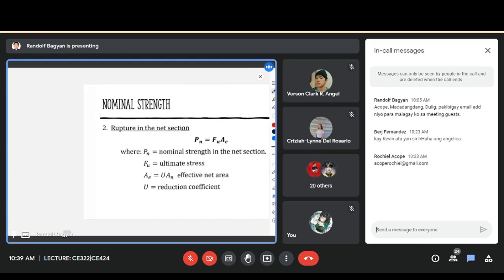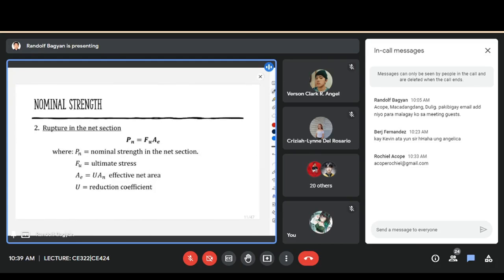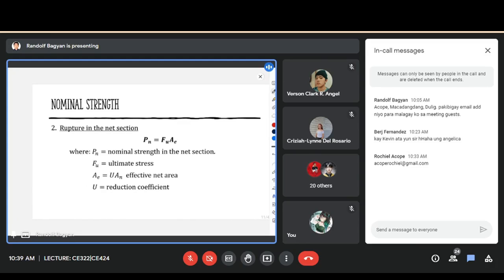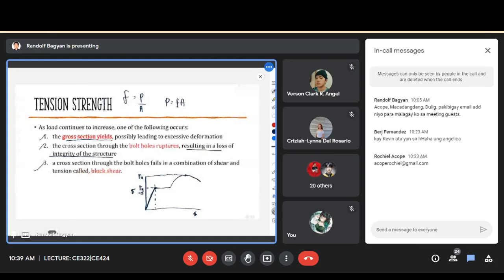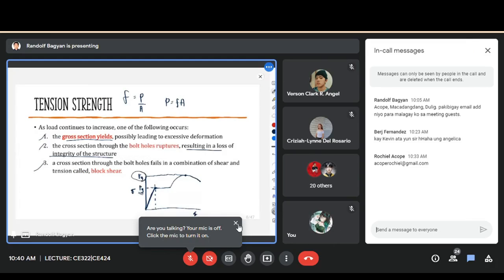Okay, number 2, that is your rupture in the net section. Your nominal strength for net section rupture class is, sorry, FUAE. Diba sabi nga natin, okay, magkakaroon ng fracture dito or madi-disintegrate na yung ating member, mapuputol siya dito. Kaya namang sabi sa ating stress strain diagram pagdating dyan, dito na yung part na na-attain ng ating stress pagdating doon. So that we use the FU. Okay? Yung FU na yung gagamitin natin. This is not FY, this is FU.